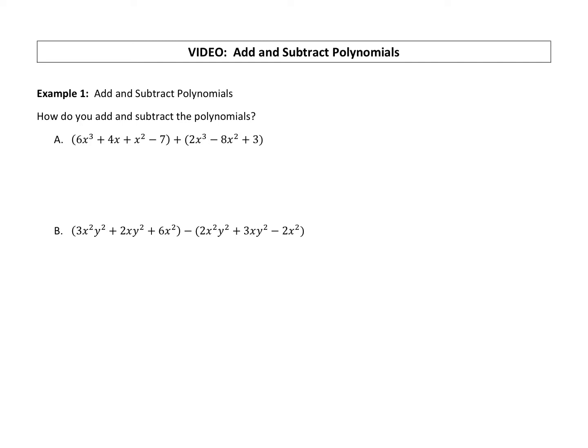All right, our first example, we're going to add and subtract polynomials. Part A and part B, one is addition. Here we go. We're adding and we are subtracting. Just a heads up, we always have to be super careful with subtraction. That's where the most common mistakes are made.